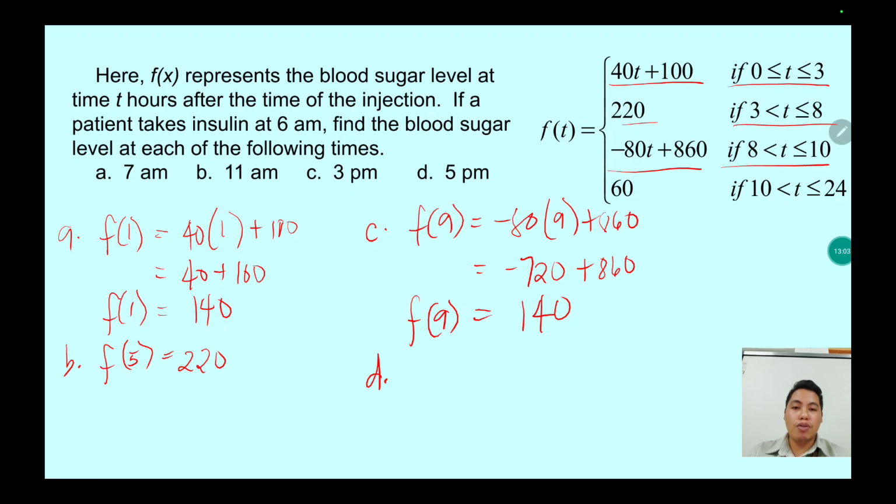Letter D, 5 p.m. So this is 11 hours. After 11 hours, that falls on the fourth sub-function, which is equal to 60. So you observe how important piecewise functions are in different situations. This is very useful for relationships that are irregular, where the input values have their own brackets or intervals, and each interval makes use of a different function, because the computations or formulas are not regular for all values of input.